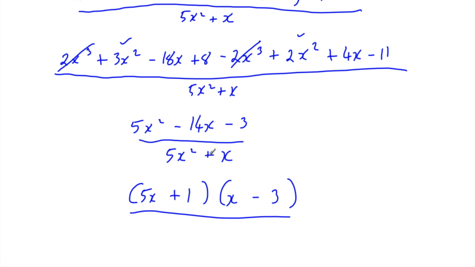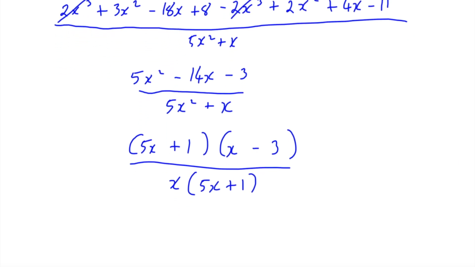Now let's factorize the denominator. So in terms of the denominator, we can take an x out. It's just simple factorization. So if we take an x out, 5x squared, taking x out would be 5x, and then x taking x out divided by x would be plus 1. So that's fantastic. We've factorized the numerator and we've factorized the denominator.